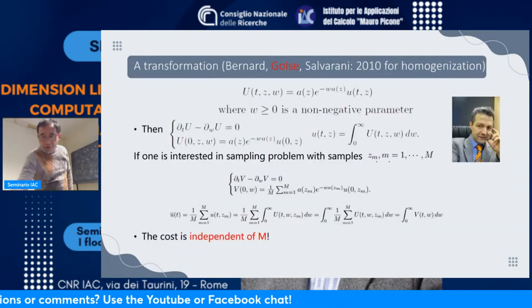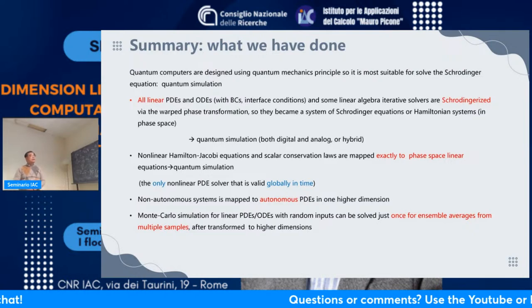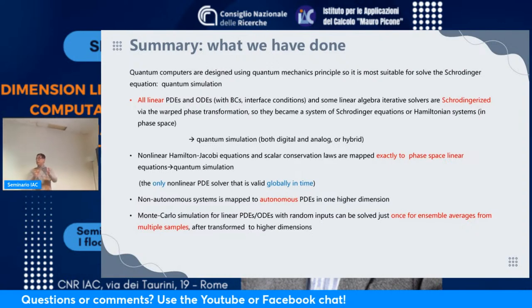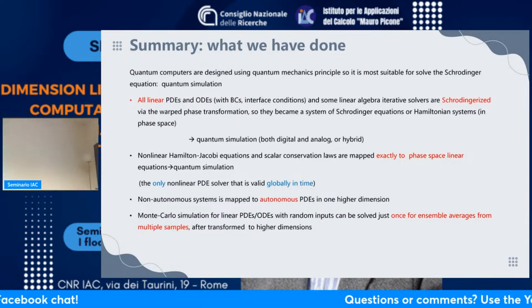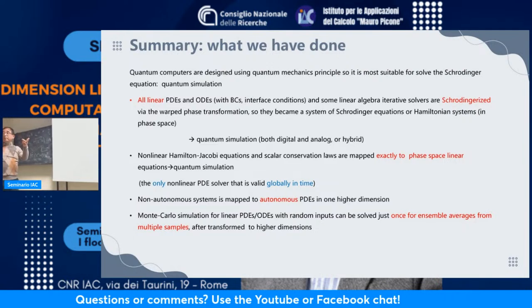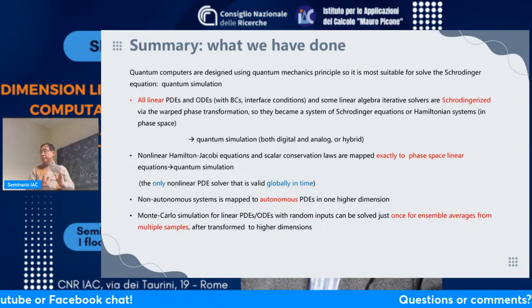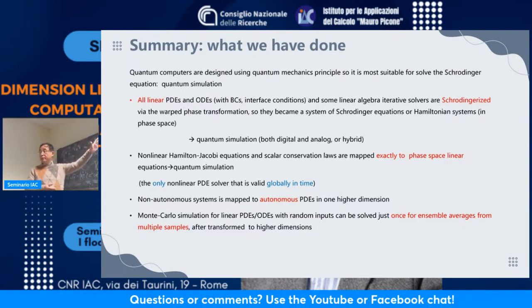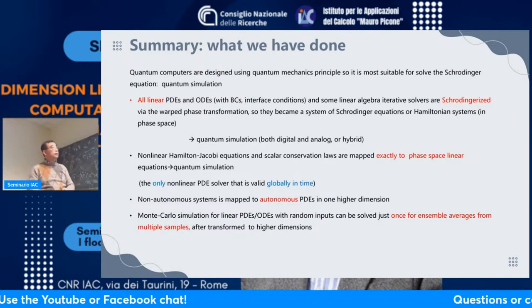Well, there's another one, but I'll probably skip the last part and just go to the conclusion. What we have done: you have to remember that quantum computers are basically designed just to solve the Schrodinger equation, right? But for any linear PDE or ODE, even with boundary conditions or interface conditions, we find a simple transformation to one dimension higher, so it becomes a Schrodinger equation. It works for any linear dynamic system, PDE, ODE, or even a discrete dynamic system, like an iterative linear algebra solver, which can all be formulated into a Schrodinger equation. Therefore, now a quantum computer will be able to solve all these differential equations.